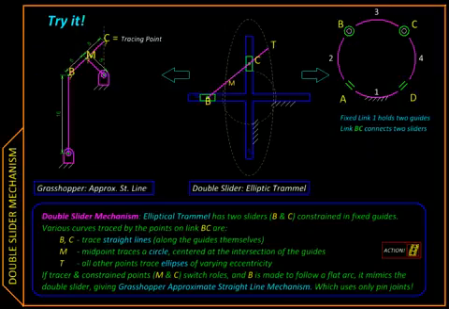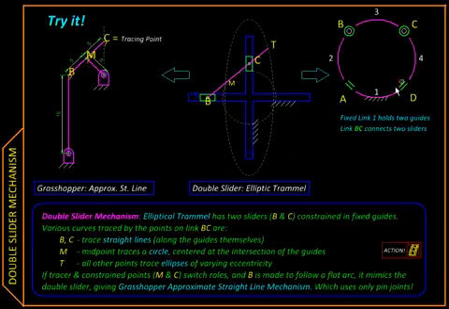Having seen a 4-bar mechanism where we had 4 links connected with 4 revolute pairs, and then having replaced one of the revolute pairs with a slider, thereby getting a slider crank mechanism, now we are going a step ahead and replacing one more revolute pair with a sliding pair. So we have essentially a mechanism with 4 links connected with 2 revolute pairs and 2 prismatic or sliding pairs.